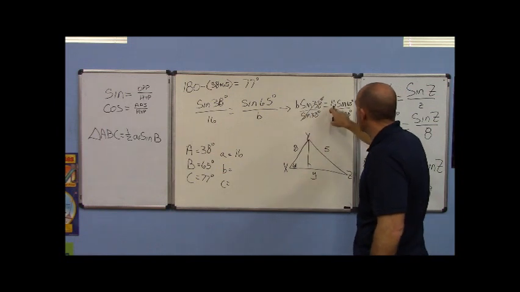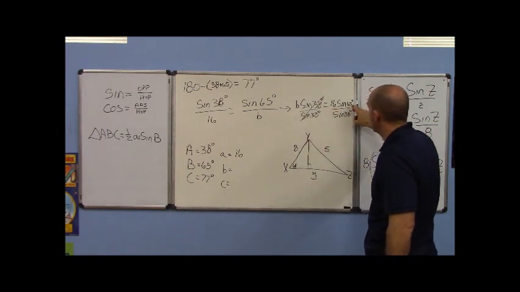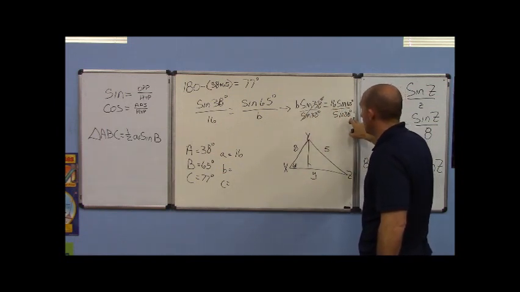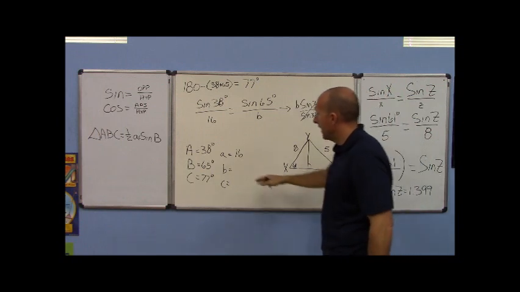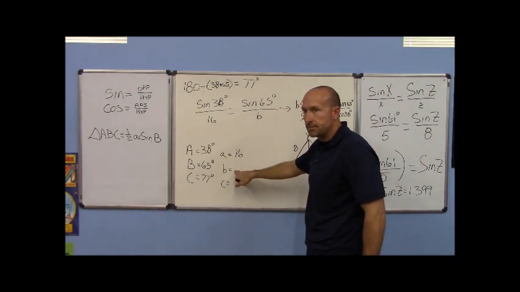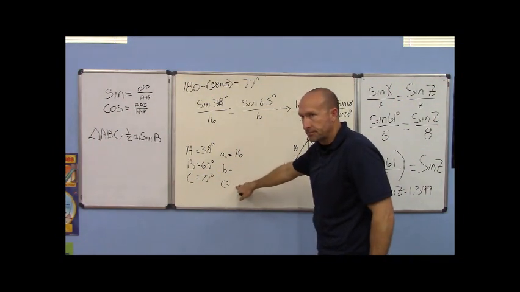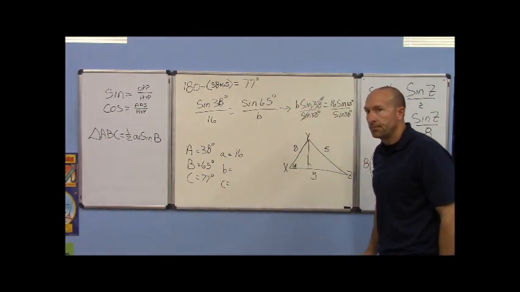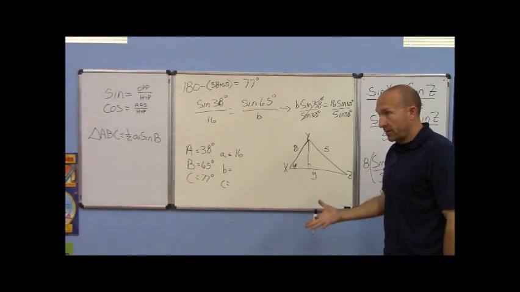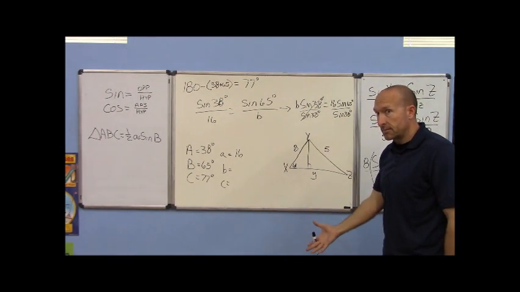So b equals 16 times the sine of 65 degrees divided by the sine of 38 degrees. Then we will actually have the value of b. Then we can do the same thing to find c. Okay? That is helpful. That will help us get there.